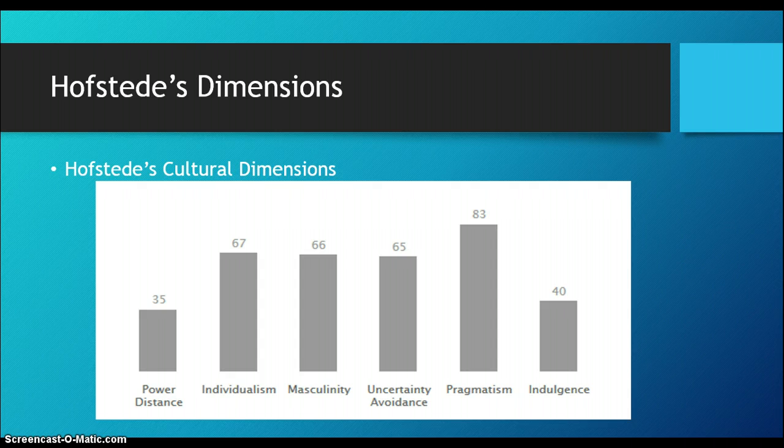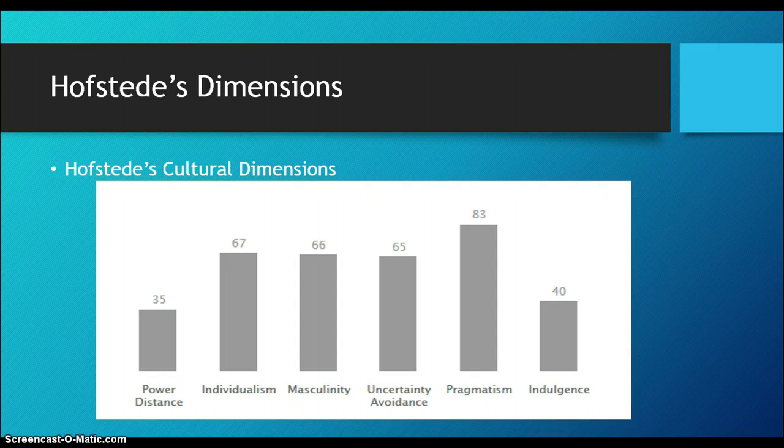The masculinity score of 66 shows that people are driven by success. This is further demonstrated by the way children are separated into different schools based on performance at age 10. Germans also like to use a systematic approach and have a set plan, as shown by their uncertainty avoidance score of 65.